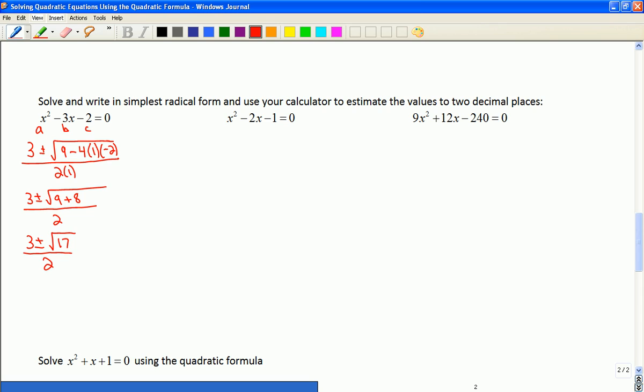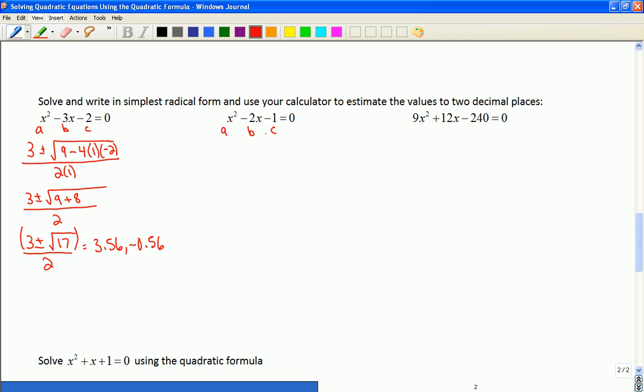And now we want to put it in the calculator and get it to 2 decimal places. So one possible solution would be 3.56, and the other one would be negative 0.56. So it is a bit of a skill putting it in your calculator properly, depending on where you put the brackets and whatnot. So you do want to practice that.